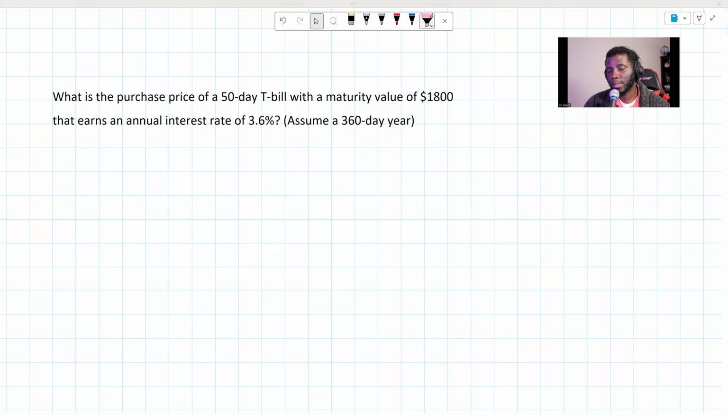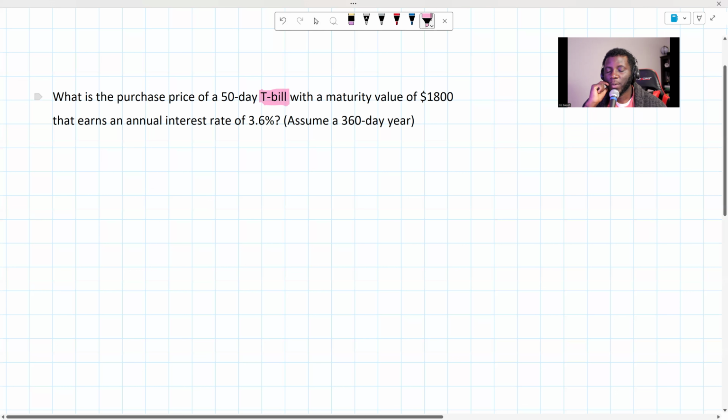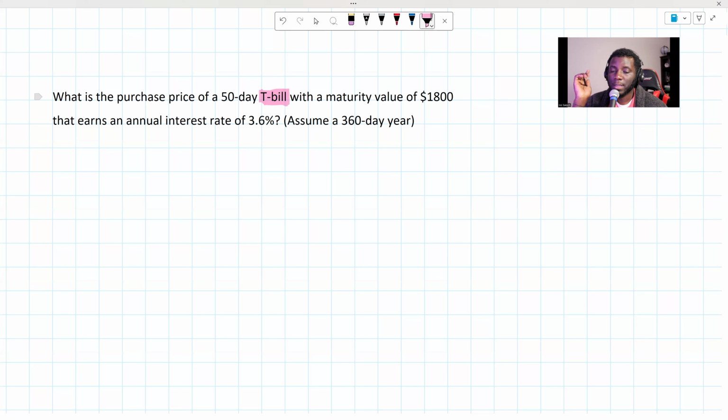A few key terms. The first one would be the fact that we're dealing with a T bill. Now, what is a T bill? A T bill is a short term US government debt obligation with a maturity of at most a year. A debt obligation is some kind of debt that the government issues out to the public and then pays back with interest. So this means you lend the government some of your money, and then the government pays you back over a certain predetermined period of time with interest.